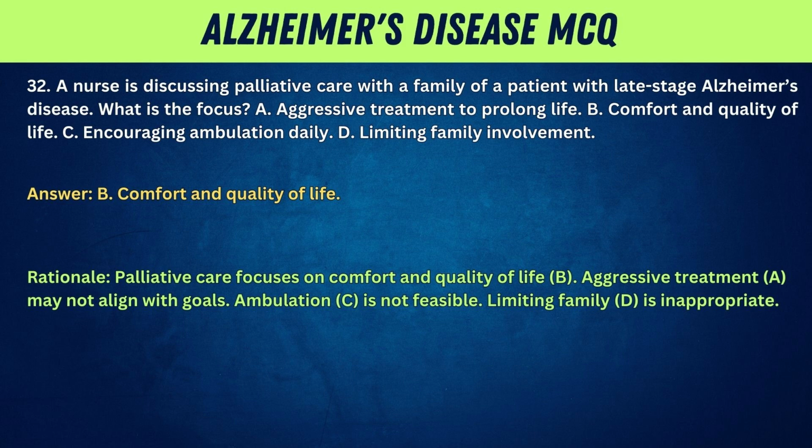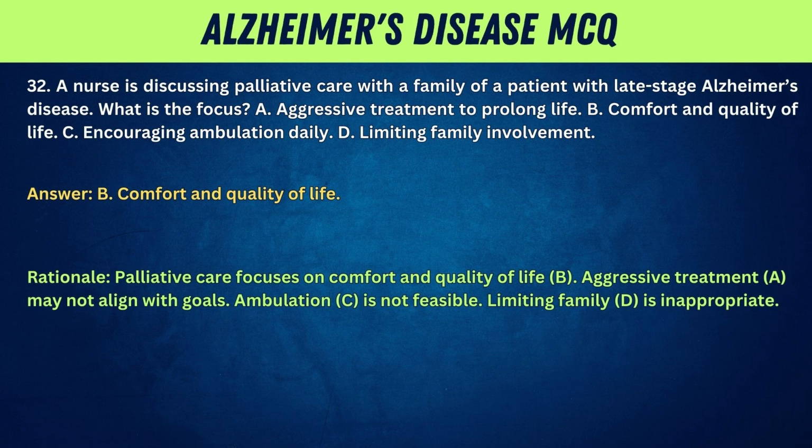B, comfort and quality of life. C, encouraging ambulation daily. D, limiting family involvement. Answer: B, comfort and quality of life. Rationale: palliative care focuses on comfort and quality of life.